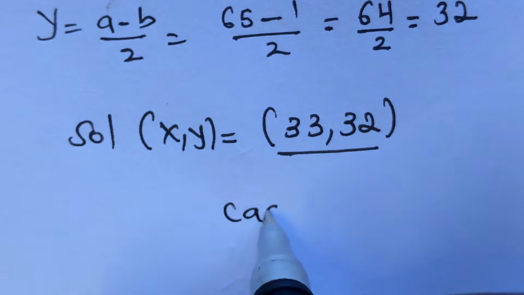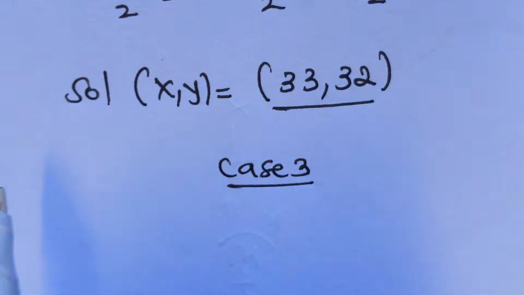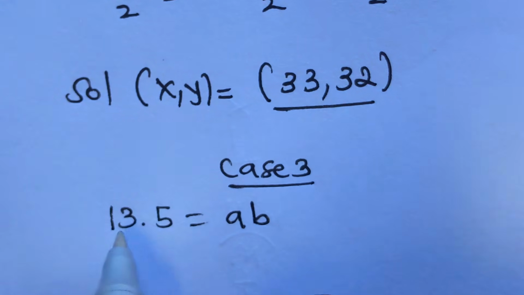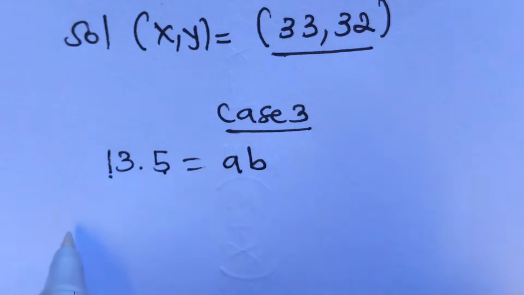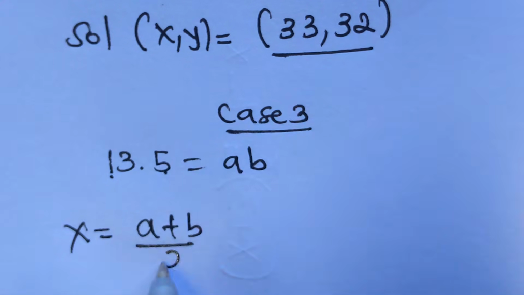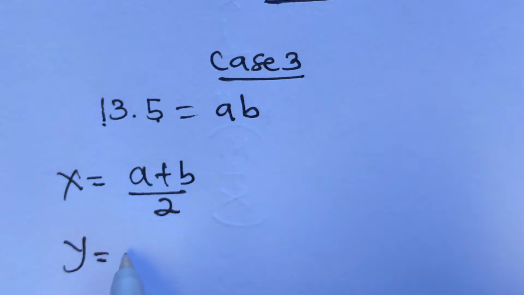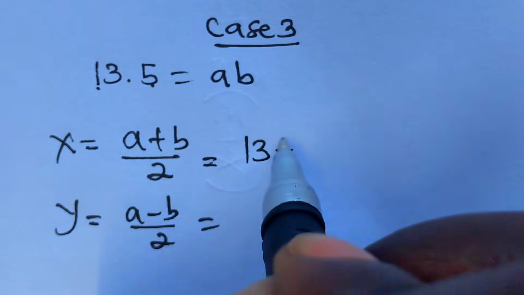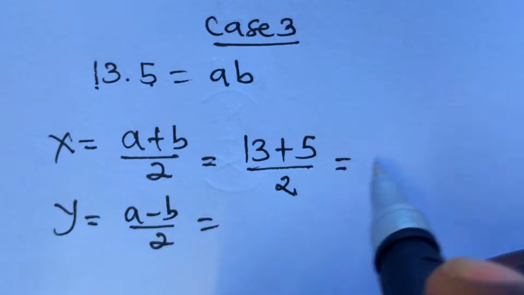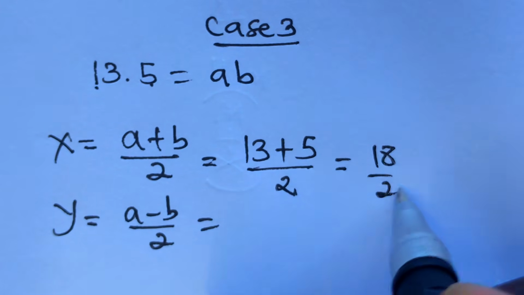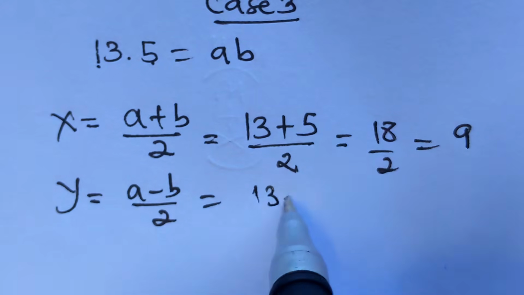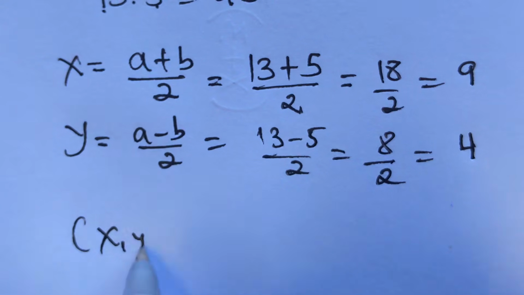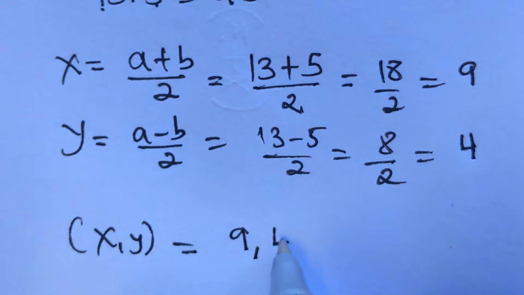What about case 3? Here we have 13 times 5 equals ab, to mean that this is a and this is b, so our x will be (a plus b) over 2, and y equals (a minus b) over 2. Here we write (13 plus 5) over 2, which is 18 over 2, which is equal to 9. And of course, (13 minus 5) over 2 is 8 over 2, which is equal to 4. Then the solution set of x and y will be 9 and 4.